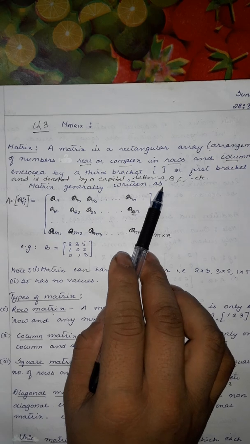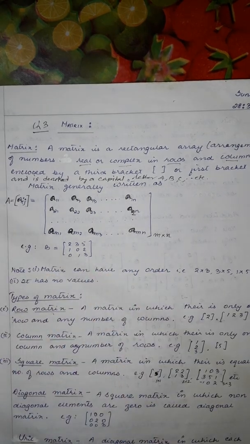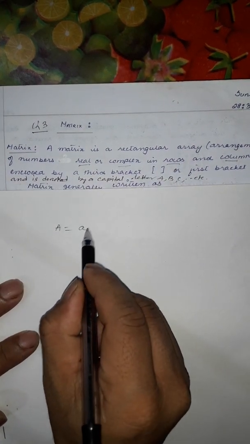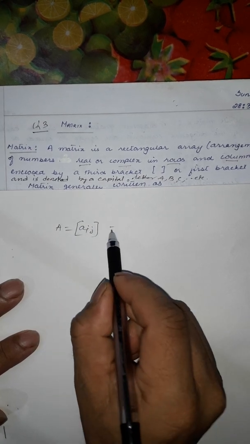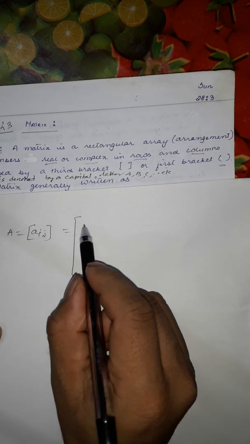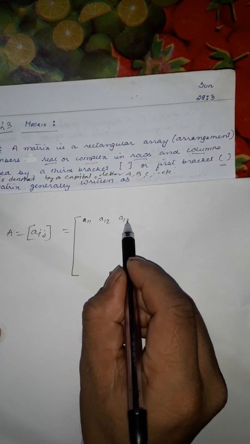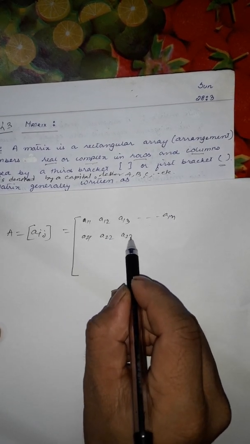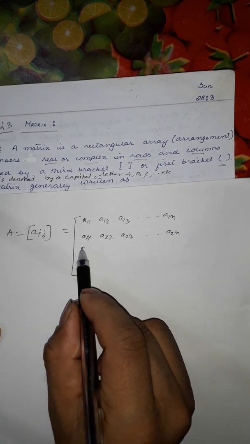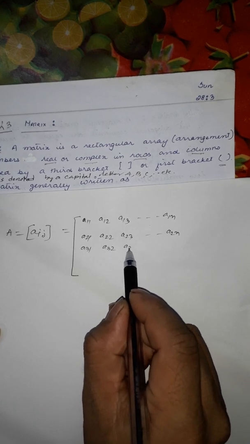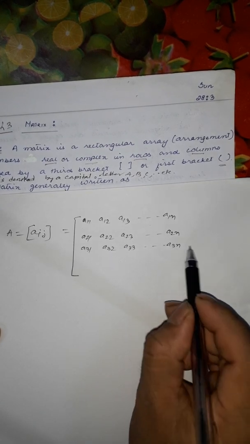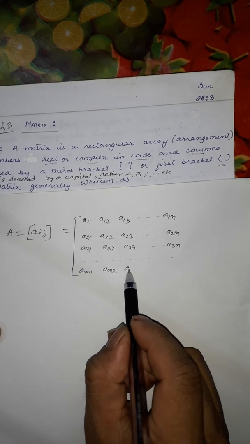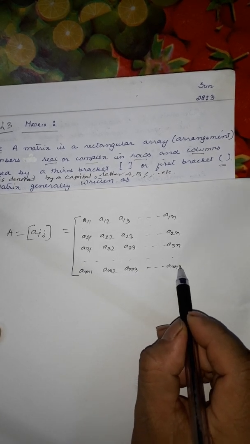A matrix is generally written as A equal to Aij, with the elements A11, A12, A13, up to A1n, then A21, A22, A23, up to A2n, then A31, A32, A33, up to A3n, and so on down to AM1, AM2, AM3, up to AMN.